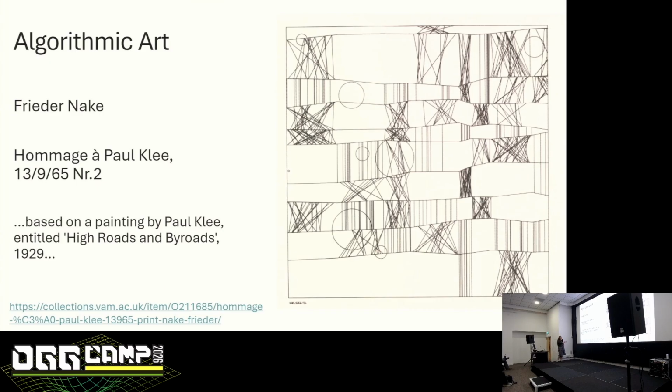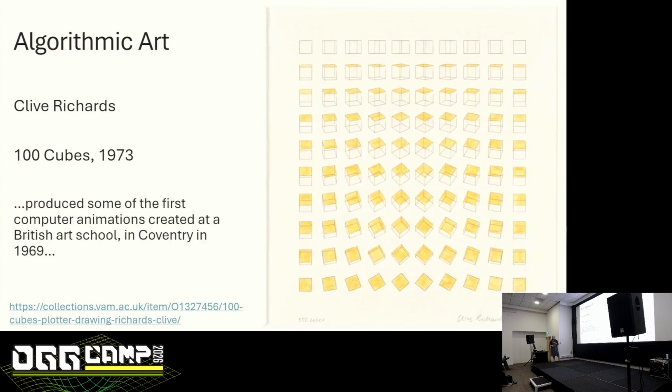I've put the links in there so that if you're interested in any of this, the V&A in London has got a great collection of this that you can book and go and see. So it's really lovely to see these things. The last one I'm going to show you is one done by Clive Richards. Clive Richards worked at the time at what became Coventry University. It was the Lanchester Poly at the time.